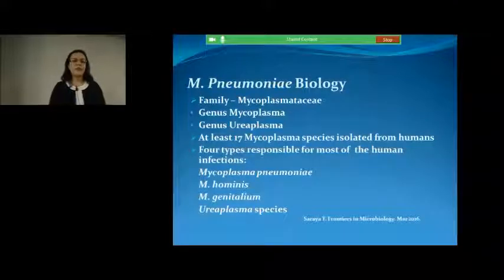Mycoplasma is part of the family Mycoplasmataceae. The family has two genera, Mycoplasma and Ureaplasma. At least 17 Mycoplasma species have been isolated from humans. Four types are responsible for most of the disease in humans: Mycoplasma pneumoniae, Mycoplasma hominis, Mycoplasma genitalium, and Ureaplasma species.